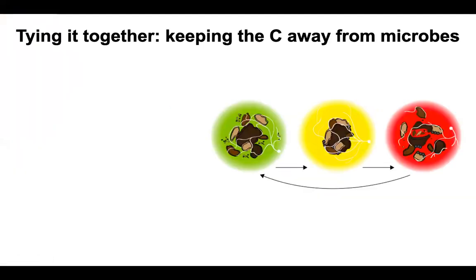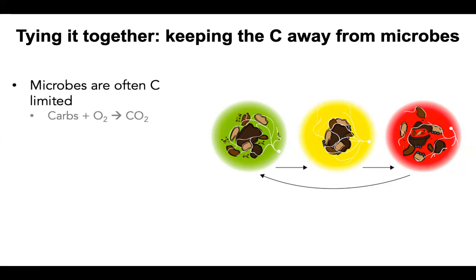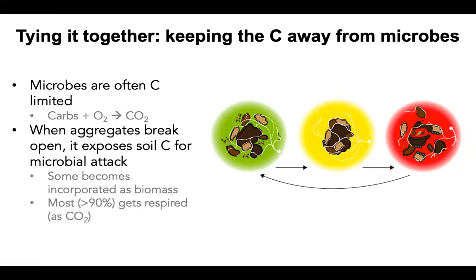So to do a quick example of tying it together, microbes like the carbon. If we want to store carbon, we want to keep the carbon away from microbes. Microbes are often carbon limited. That's usually the most limiting nutrient for them. So those carbohydrates get combined with oxygen and they breathe off CO2. There's a couple of ways that microbes can get at soil carbon, but one of them is to circle back to those aggregates that we talked about, their home.